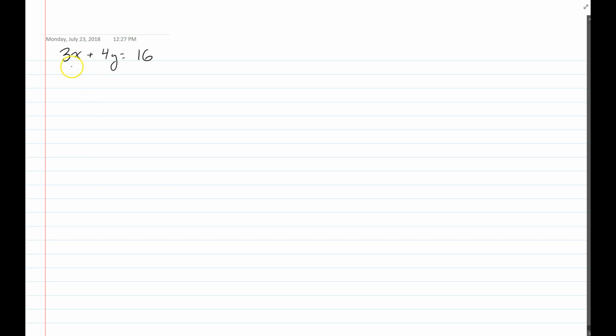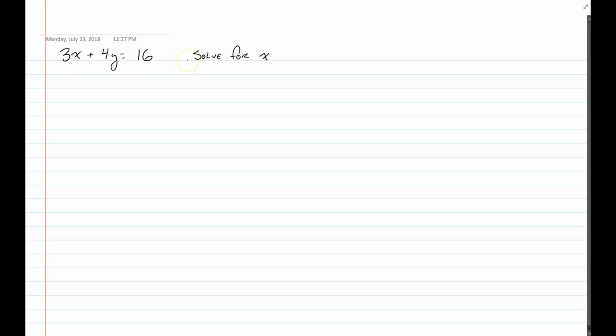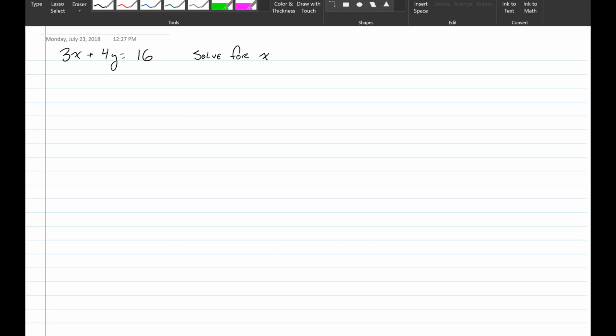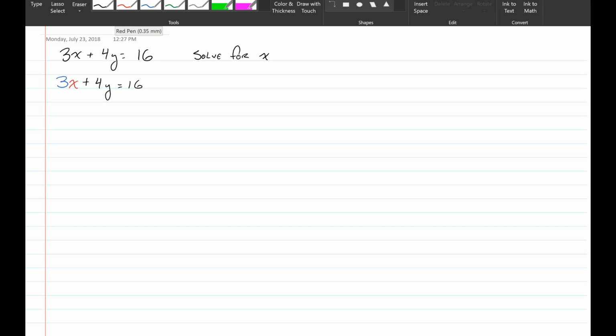Let me rewrite this, labeling what we're solving for. So let's say this says solve for, let's switch it up. Let's say solve for x, just so you don't always get used to solving for y. I'm going to rewrite this entire equation so that you can see what we're really dealing with here. In this case, I'm going to say 3x + 4y = 16. And the reason I wanted to do these different colors is this.